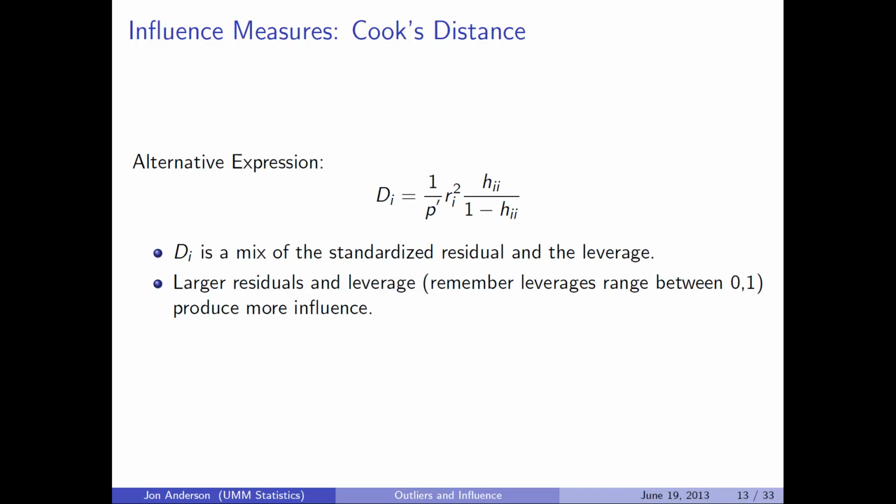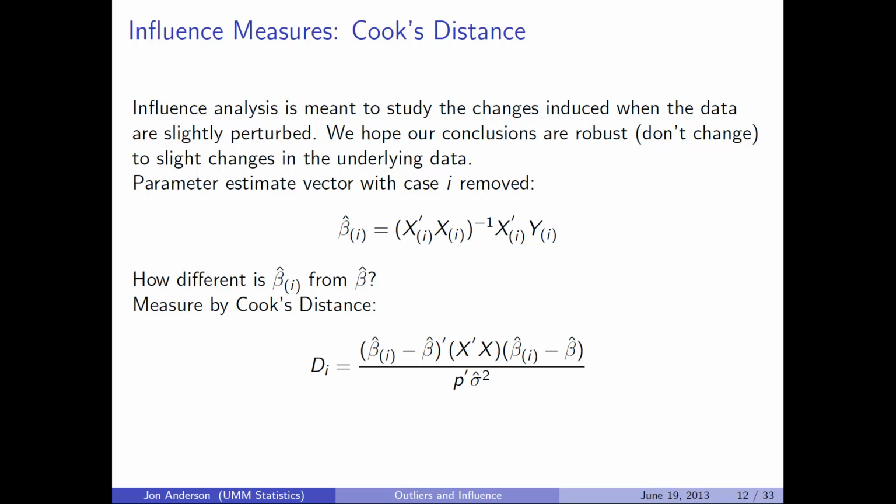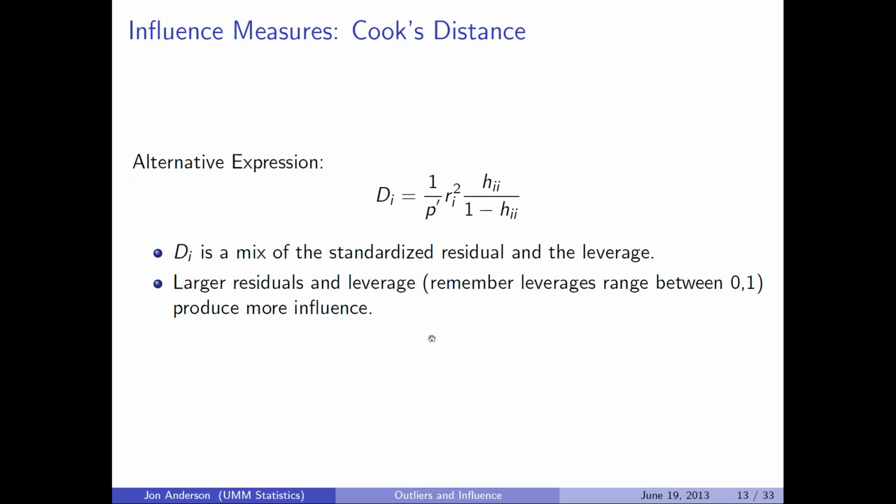Another way to write Cook's distance is not so intuitively apparent. This is clear what we are doing: we're measuring the distance from one beta vector to another. On overhead 13, you can see that we've re-expressed Cook's distance in terms of its components. And you can see that the main components are the standardized residual, the r_i squared, and also the leverage, the h_ii.